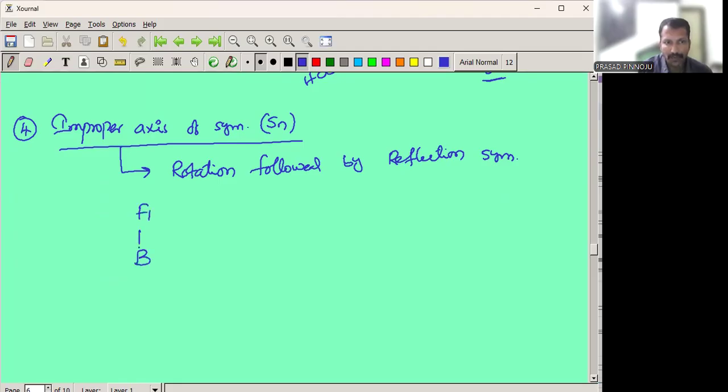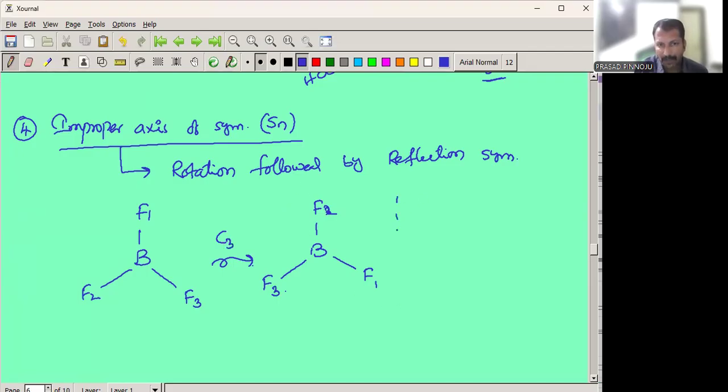I'm going to take boron trifluoride. A rotation. Here it is F2, here it is F1 and here it is F3. So this is a C3 axis, right? Now here I'm going to take a plane, a mirror image. That is a plane of symmetry.